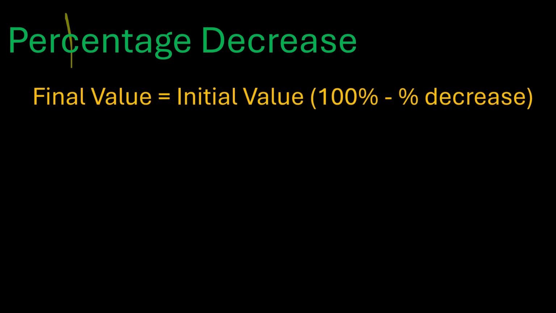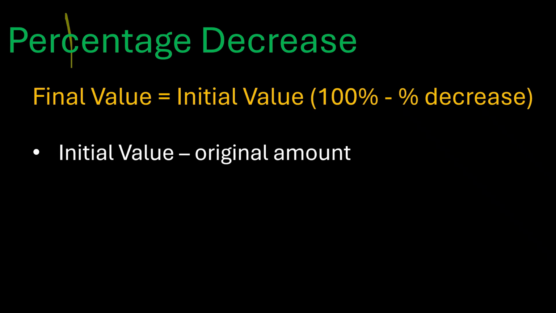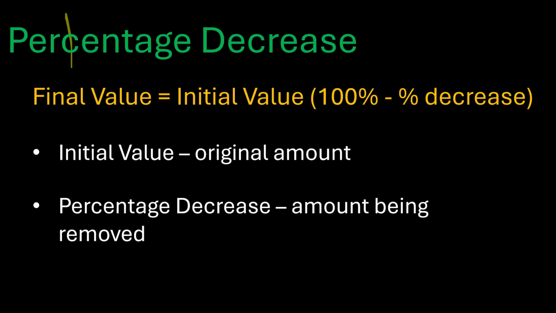Before solving, let's look at the formula. Final value equals initial value times 100% minus percentage decrease. What does this formula mean? The initial value is the original amount. The percentage decrease is the amount being removed. Since we're removing a percentage, we subtract it from 100%. The result tells us what percentage of the original amount remains.